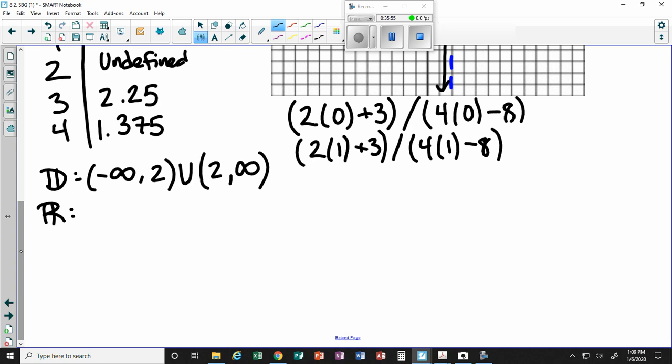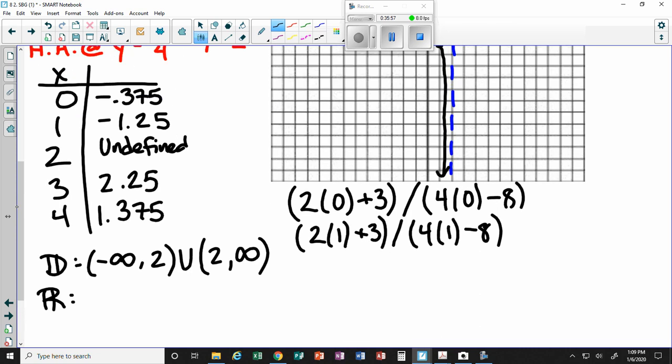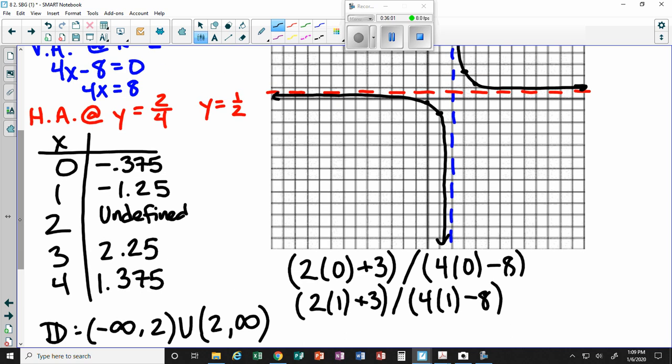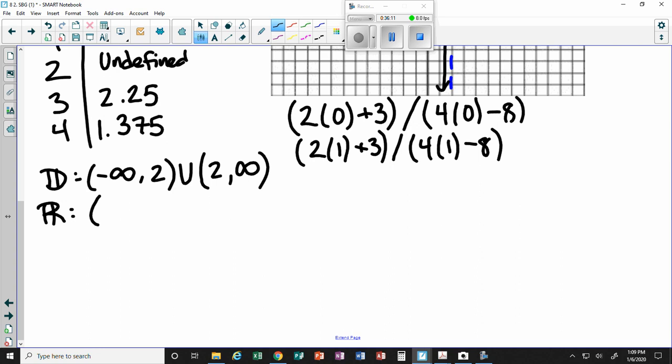The range is the y values. So it goes down to negative infinity, it goes up and approaches, but never touches what? 1/2, and it goes just the other side of 1/2 and goes up to infinity. So it's everything except for 1/2.